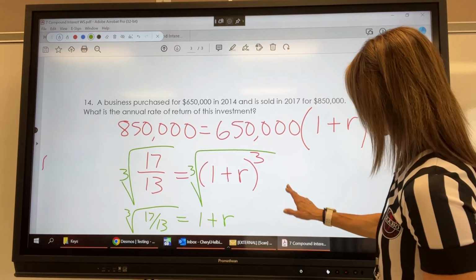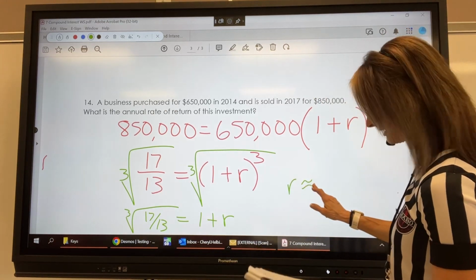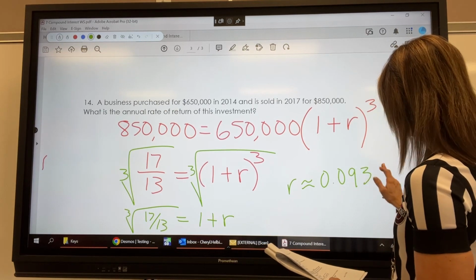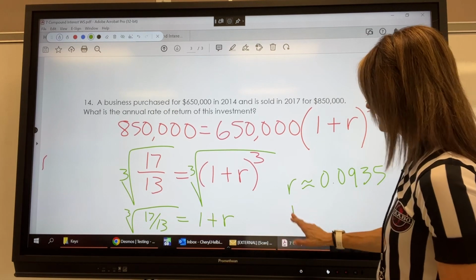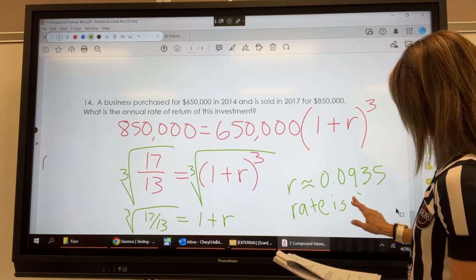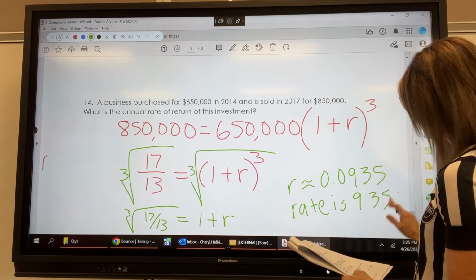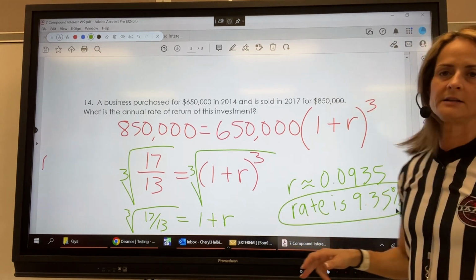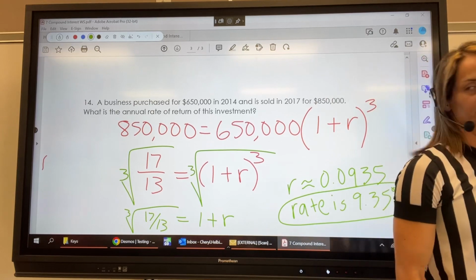And if you do it right, you'll get r is approximately 0.0935. So the rate is 9.35%. And I'm done. And I didn't have any reason to eject anybody.